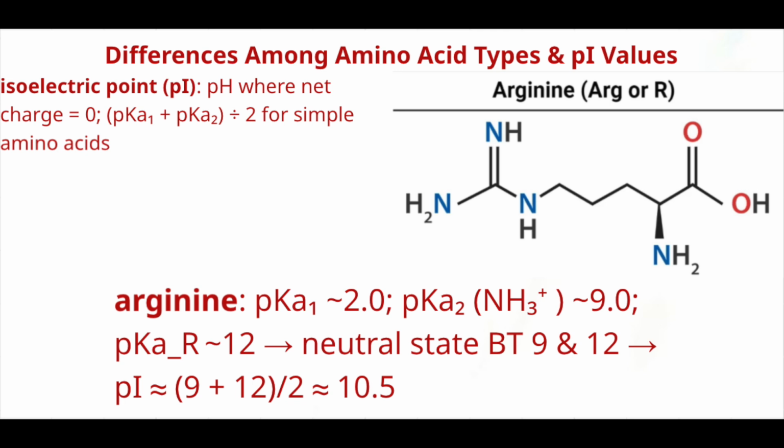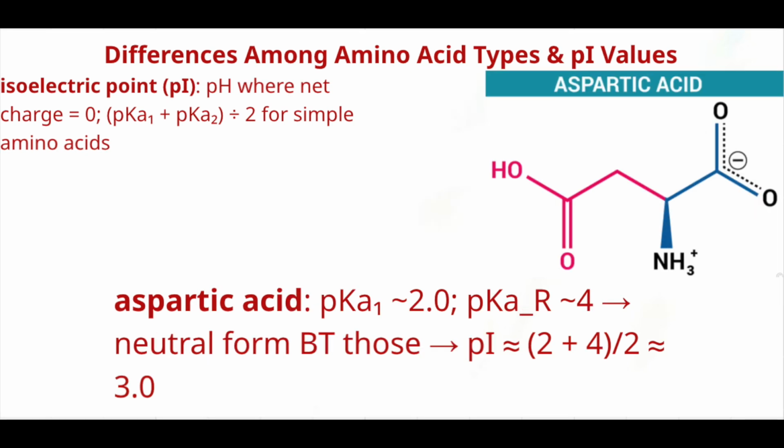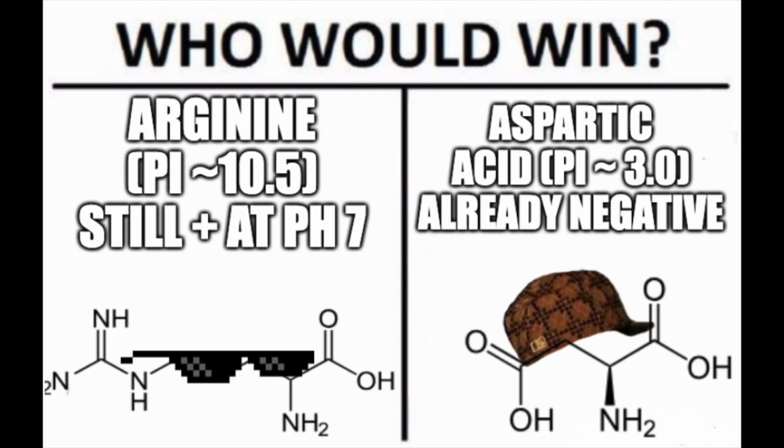On the other hand, for amino acids with acidic R groups, pI is roughly 3 to 4. It's lower due to the extra acidic side chain. Consider this example with aspartic acid. pKa1 is roughly 2, and pKa of the R group is roughly 4. The neutral form between those would be a pI averaging (2 + 4)/2, about 3. All of this is to predict whether an amino acid will carry positive or negative charge at a given physiological pH.